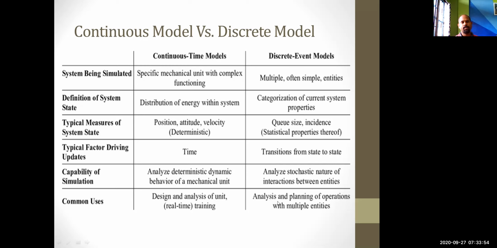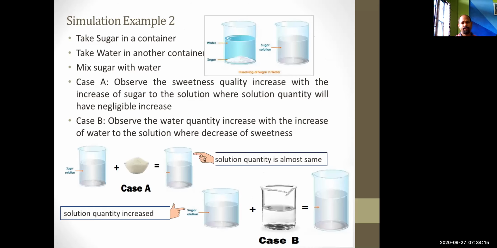There are some common uses of the continuous time model, like design and analysis of units. These are real-time planning. And on the discrete event modeling side, you can see analysis and planning of operations with multiple entities. So these are the basic differences between continuous and discrete modeling. Here is one simulation example, a very simple simulation example, but you have to do it using either MATLAB or maybe C programming or Java, whichever is compatible.